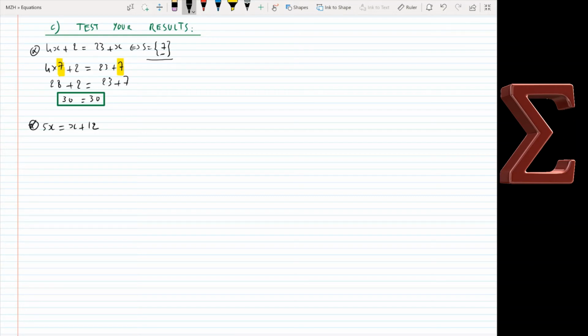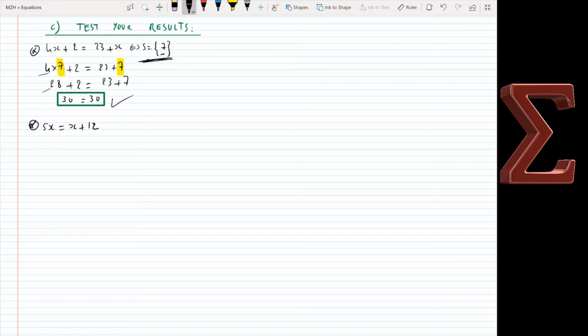So this gives us 4 times 7 plus 2 is supposed to be equal to 23 plus 7. We develop both sides and hopefully we find a real equality. So here 4 times 7 is 28 plus 2, which is 30. And then on the right side, 23 plus 7 is 30. 30 equals 30, which means that our math is correct, and we can be confident in saying that the solution to this equation is x equals 7.